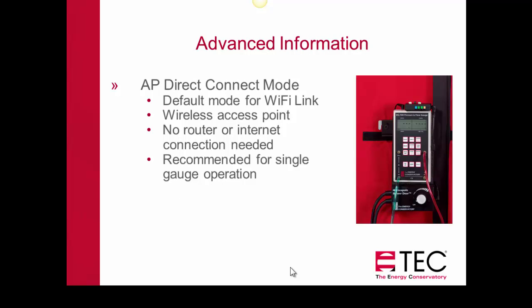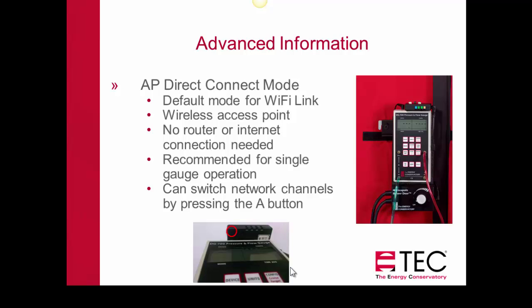So the default mode for the Wi-Fi link when it's shipped is AP Direct Connect mode, and AP stands for access point. So it's a wireless access point. You don't need a router or any internet connection. The Wi-Fi link is sending out that Wi-Fi signal, and you're connecting directly to that. So there's no need for a router or an internet connection. You can use that anywhere. And this is the recommended mode for single gauge operation.